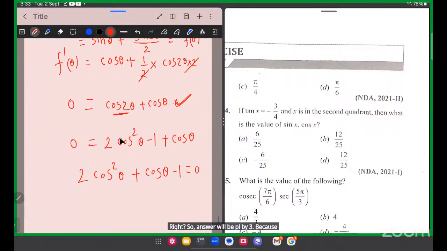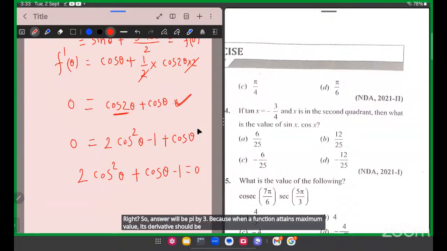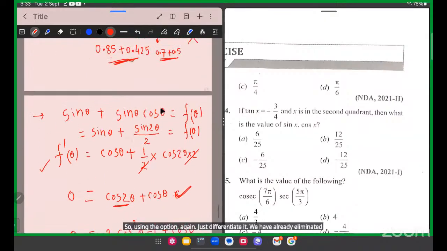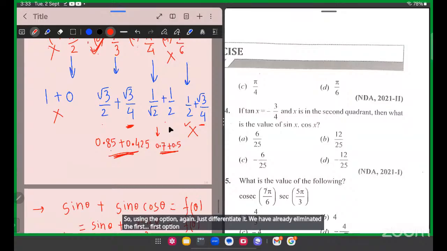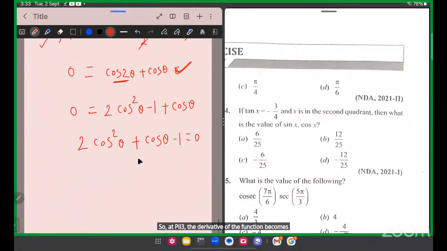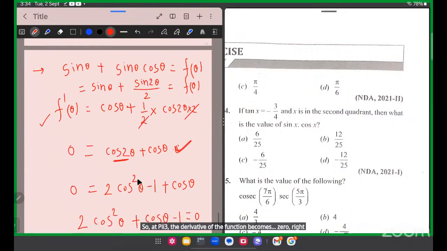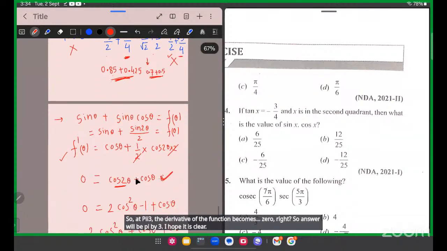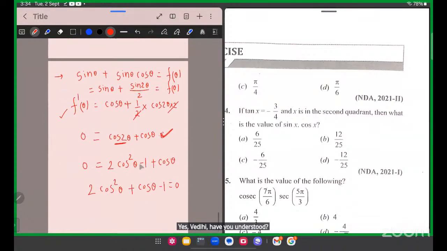Because when a function attains maximum value, its derivative should be 0 at that point. So using the option again, just differentiate it. We have already eliminated the first option and last option. So at pi by 3, the derivative of the function becomes 0, right? So the answer will be pi by 3. I hope it is clear. Yes, Vaidehi, have you understood? Yes, sir. Okay. We'll move to the next question now.